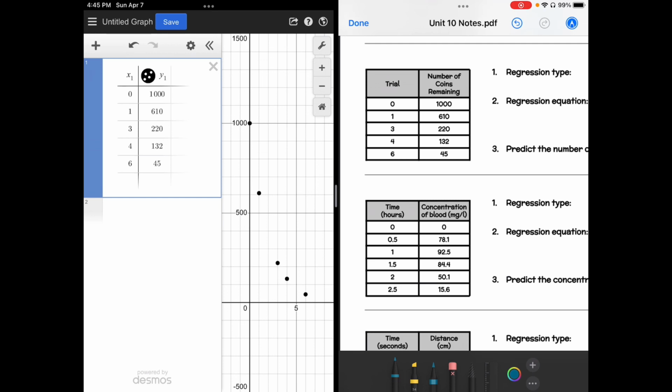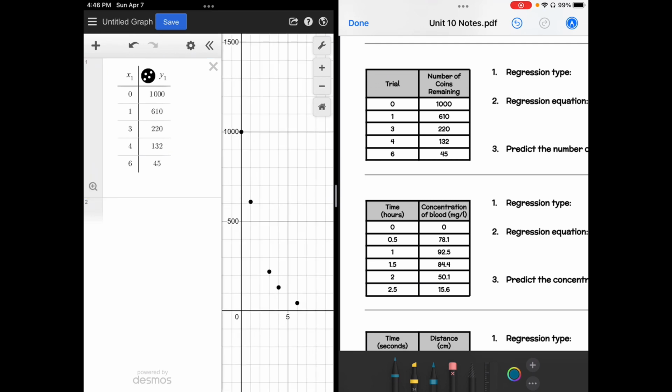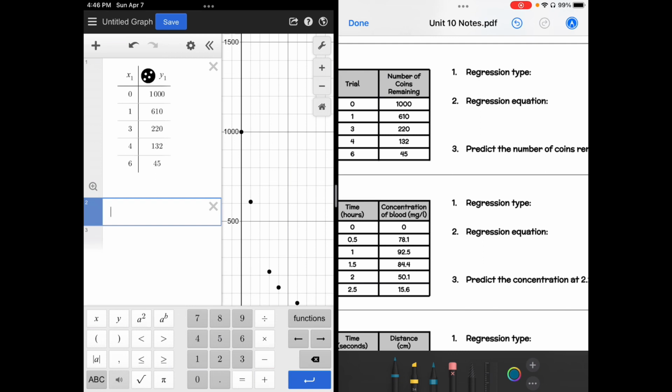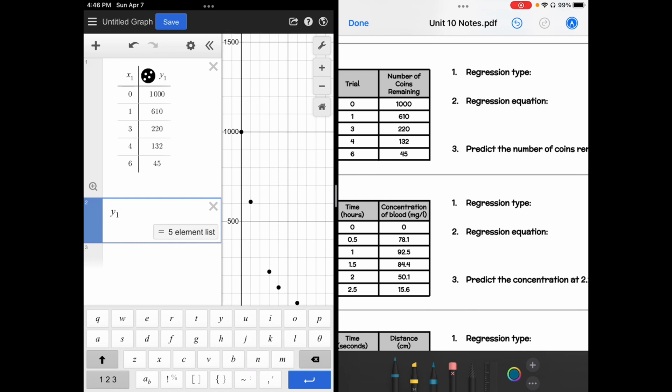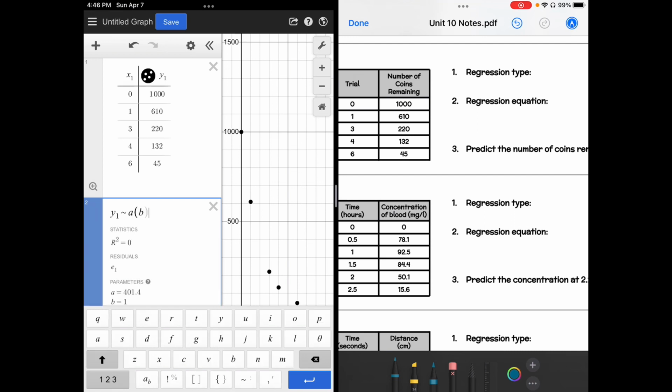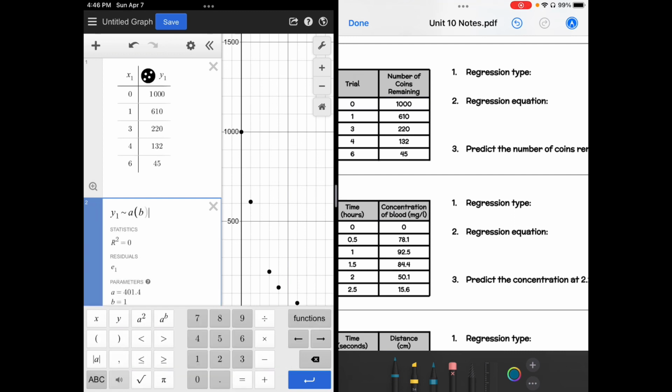Hit our magnifying glass. And now we can see we kind of have like half of a quadratic looking thing again, or it's an exponential. So we need to figure out what's the best situation for this data. So I'm going to type those equations both in and see which one gives us the best answer, the best r squared value.